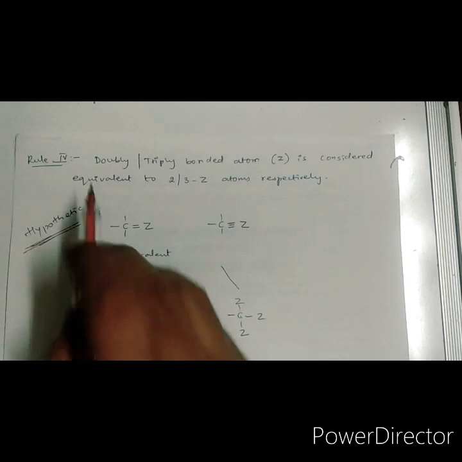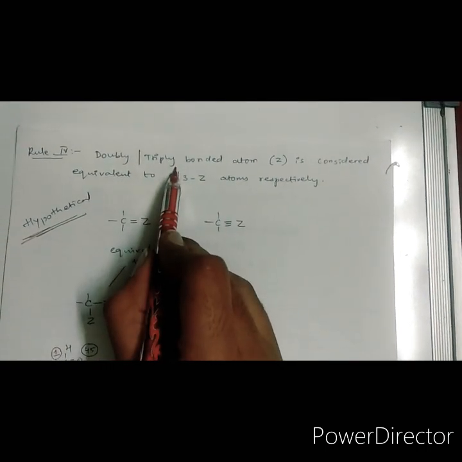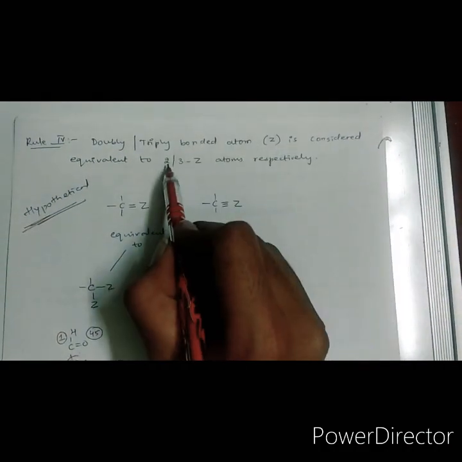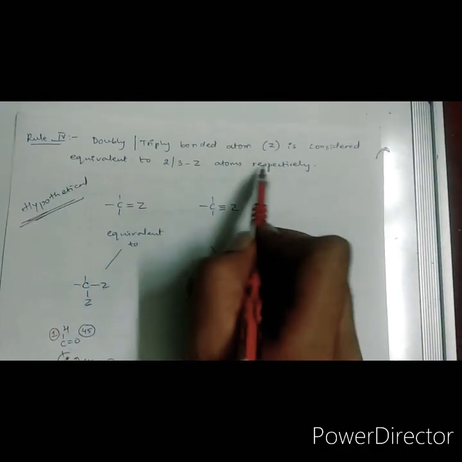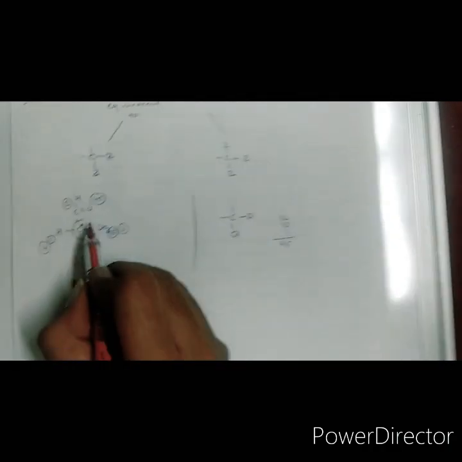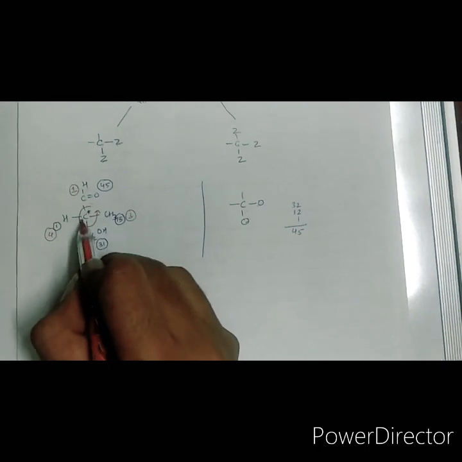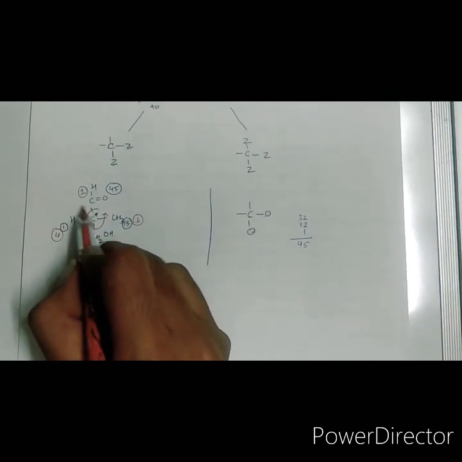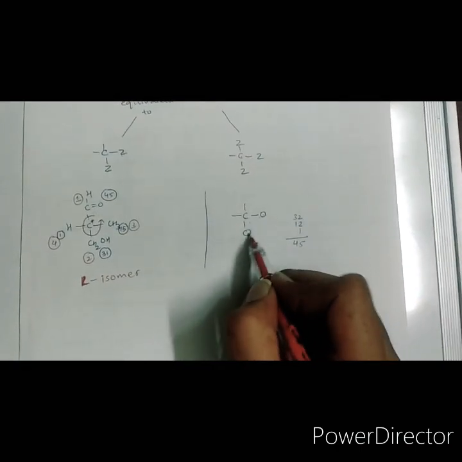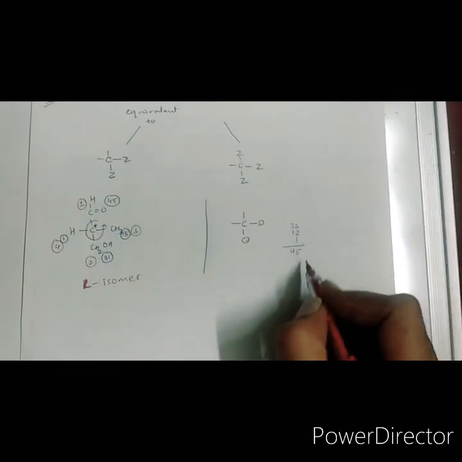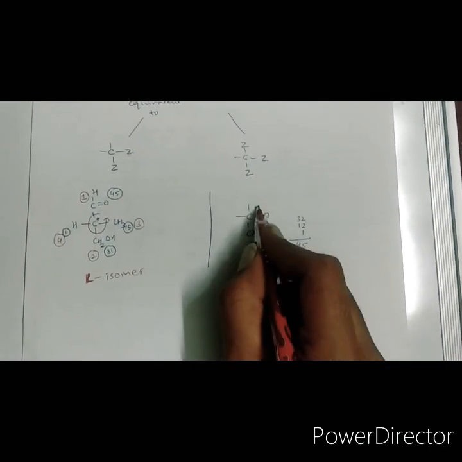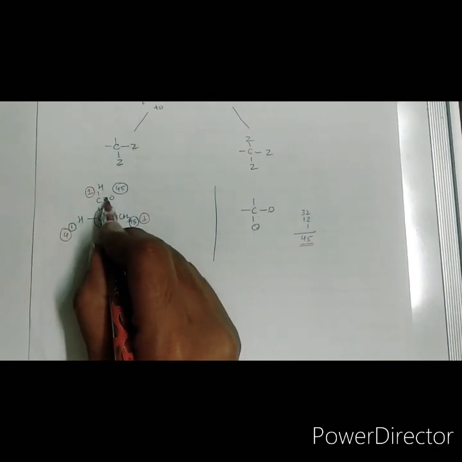And the last rule is that if the compound contains a doubly or triply bonded atom, then it is considered equivalent to 2 or 3 atoms. So this rule is hypothetically assumed. Here you can see the example. This chiral carbon is attached to one of the double bonded carbon atoms. So for this double bonded carbon atom, it is assumed that it contains 2 oxygens. So hypothetically the molecular weight of this molecule increases. This is the reason that it gets high priority.